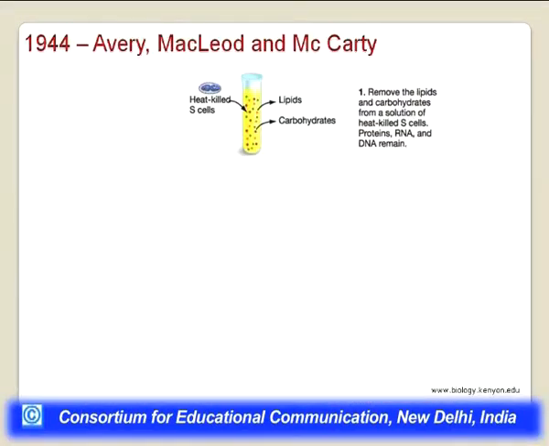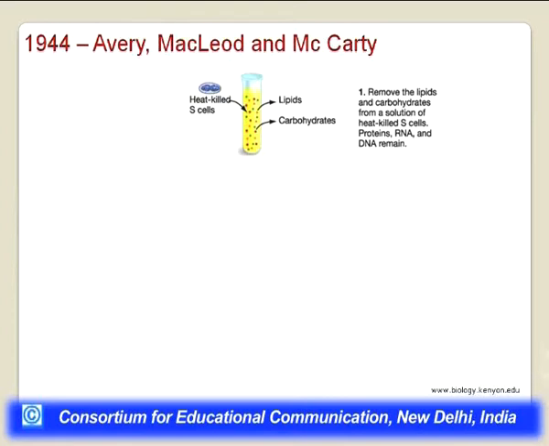Avery, MacLeod and McCarty in 1944, when they came to know about this experiment, isolated different components, but they worked on the cells and they did not work on the mice. So they took the lysate from the bacteria and divided it into different components, and each component they tried on the cells. They removed the lipids and carbohydrates from a solution of heat-killed cells. Proteins, RNA and DNA remained. So they took the live S strain cells, lysed them, and removed the lipids and carbohydrates of the cell. What remained was protein, RNA and DNA.